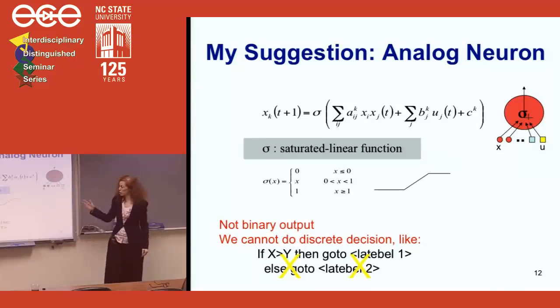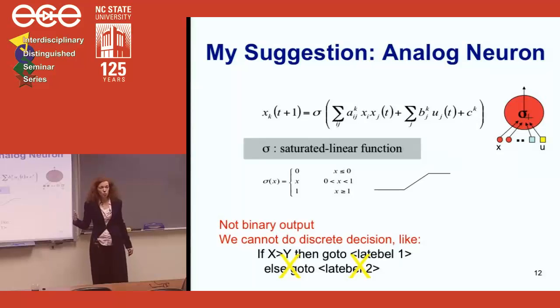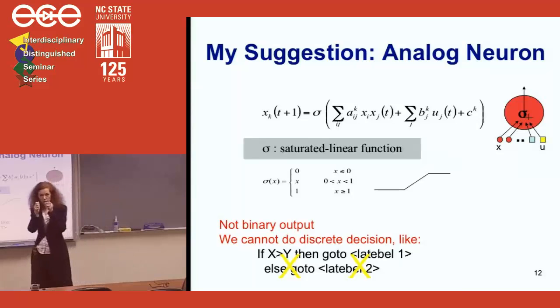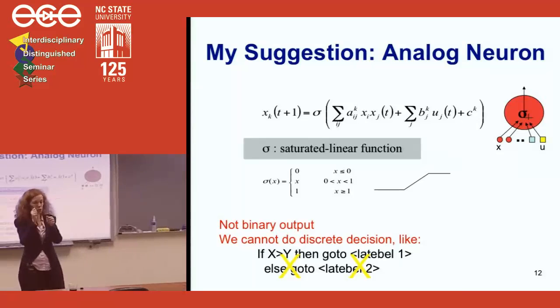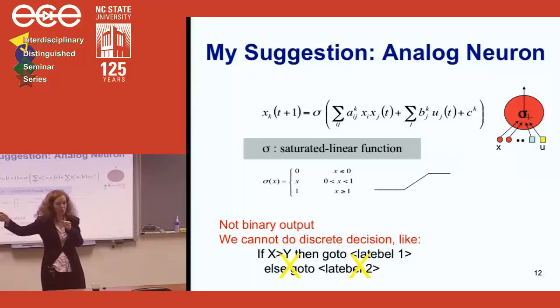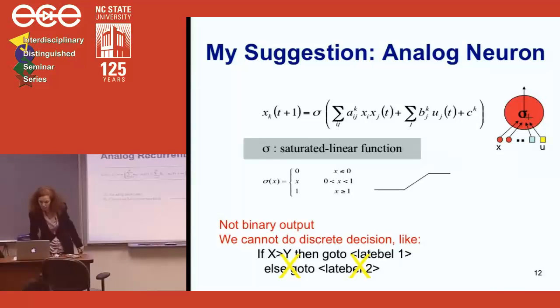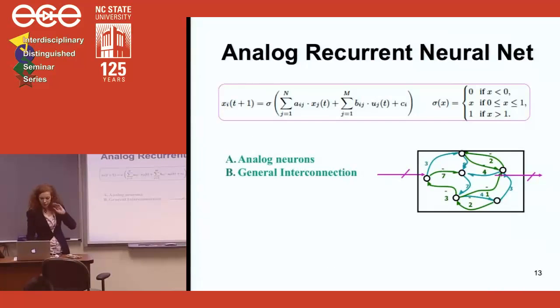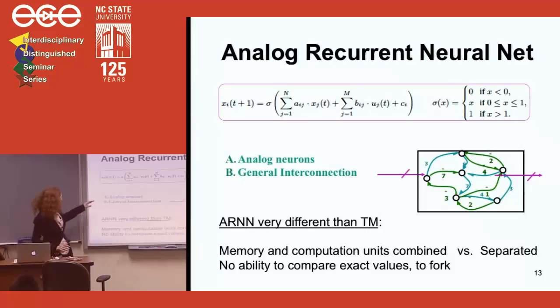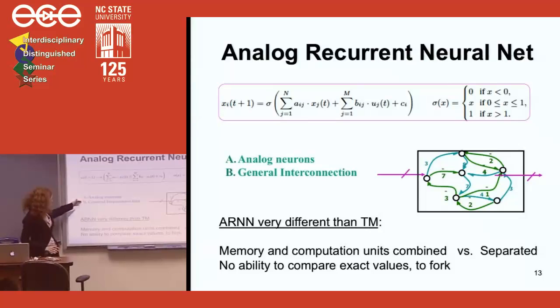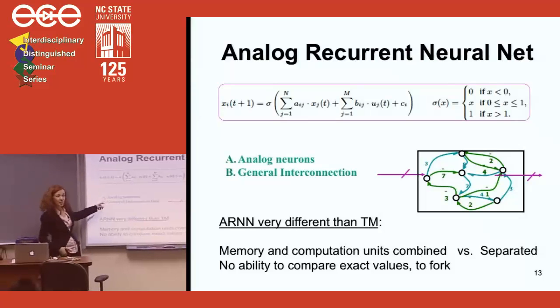So this kind of suggests to us that maybe we cannot do Turing computation, because Turing computation requires that we take two variables and we say, if this variable is greater than this variable, go to one place, otherwise go to another place. So Turing seems to require the ability to discern very clearly between them. And we put them all together. So we have analog neurons with the general interconnection, and we call it analog recurrent neural network, just because the neurons are analog and the interconnection is recurrent.